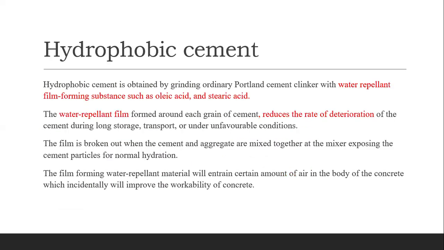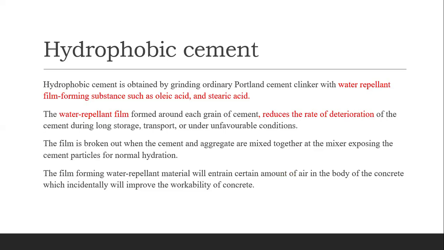Then hydrophobic cement. Generally, cement cannot be stored for a longer duration. If it is stored for a longer duration, the moisture present in the air tends to react with the cement, and finally the cement tends to form lumps. As a result, it cannot be used for construction purposes.